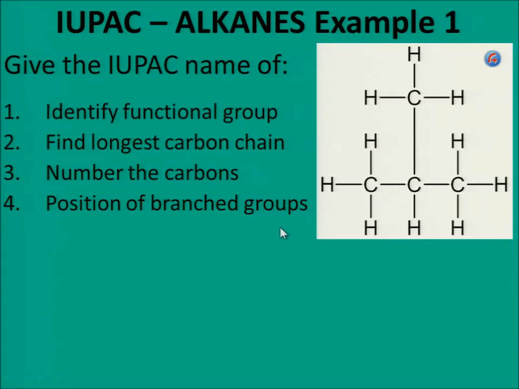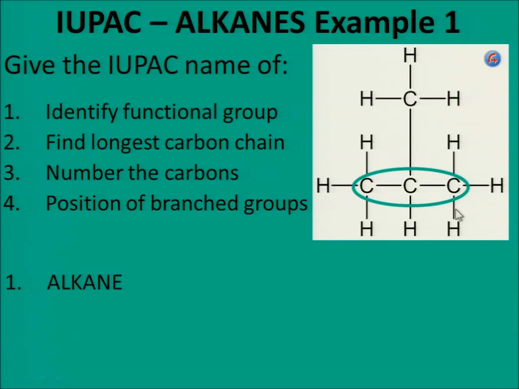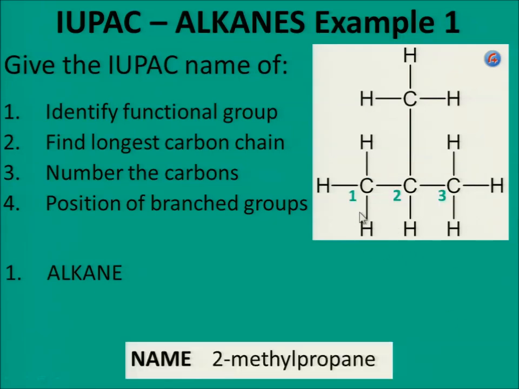Example 1. You want to give me the IUPAC name of this molecule. So we have certain steps to follow. Step 1. Identify the functional group. The functional group is alkane because there are only single bonds. Then you have to find the longest carbon chain, number the carbons, and check for branched groups. So, alkane, only single bonds. Number the carbons, 1, 2, 3. That CH3 is then a branch, and it is at carbon 2.